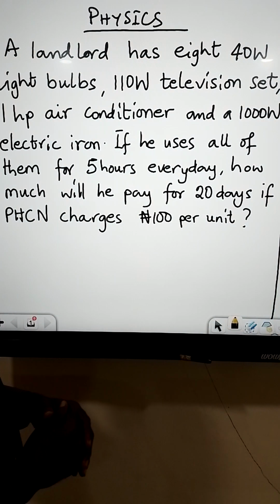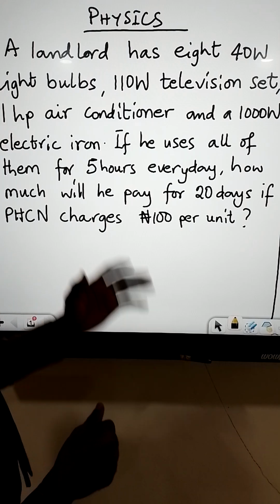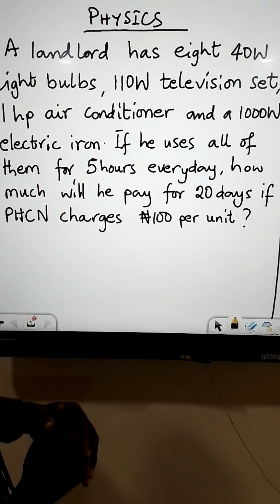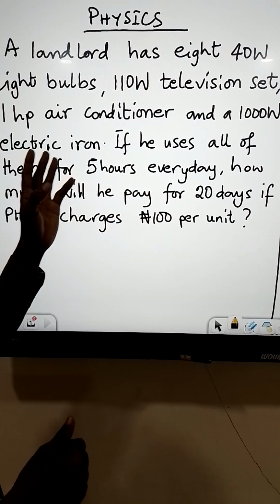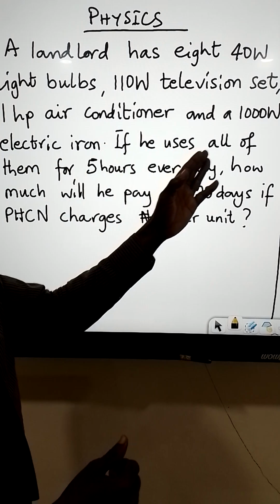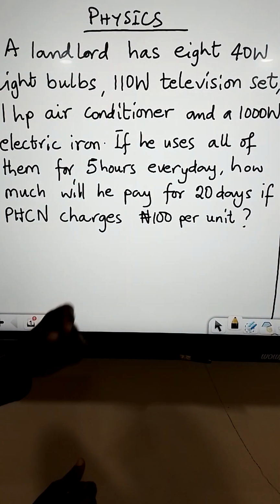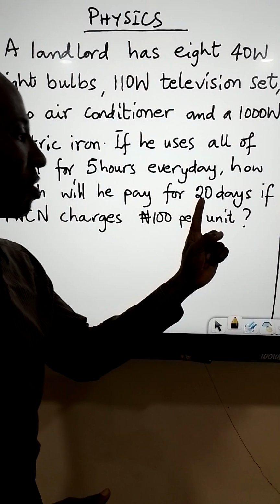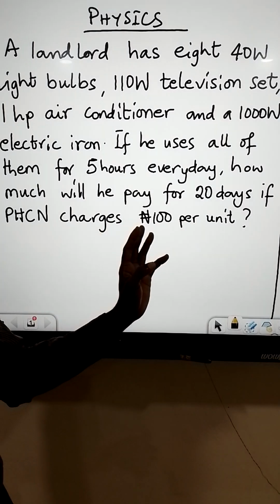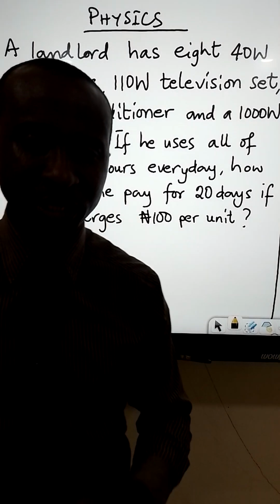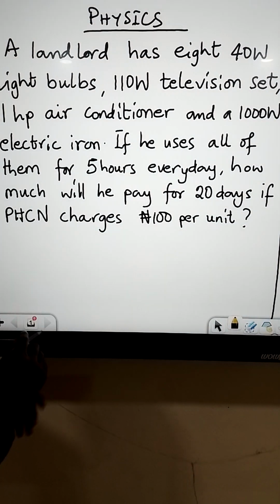What do we have here? A landlord has 8 40-watt light bulbs, a 110-watt television set, a 1 horsepower air conditioner, and a 1,000-watt electric iron. If he uses all of them for 5 hours every day, the question is, how much will he pay for using these things for 20 days if the PHCN charges 100 naira per unit? Now let's solve this problem. Come with me. Let's see the parameters we have.